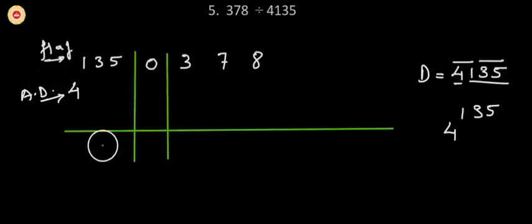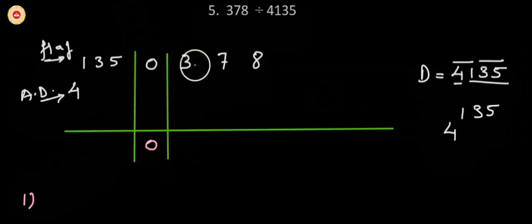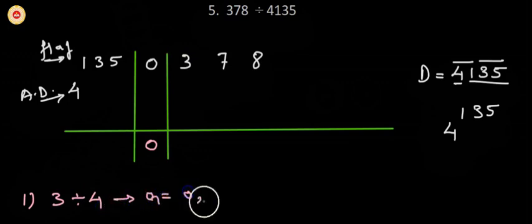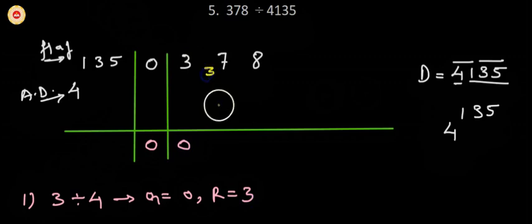Now let us start the actual division process. Step number 1. The first digit is 0. Let us write 0 as it is, no point in dividing 0. Right? Now step number 1. This digit, the first digit 3. Divide 3 by 4. You get quotient 0 and remainder 3. Write quotient 0 below 3 and write remainder 3 as a prefix to the next digit in the dividend, which is 7.